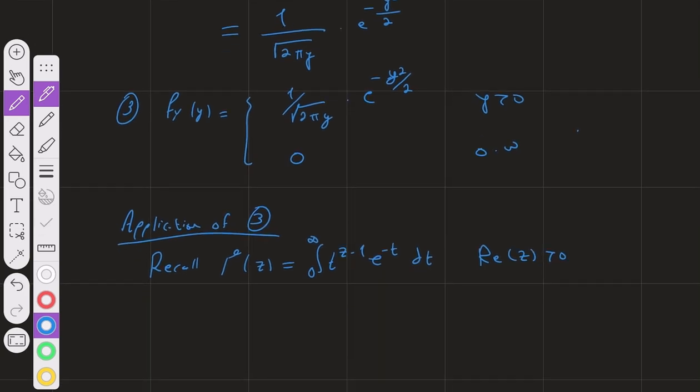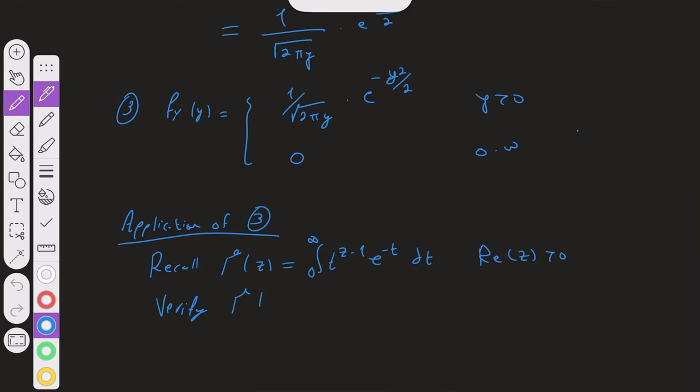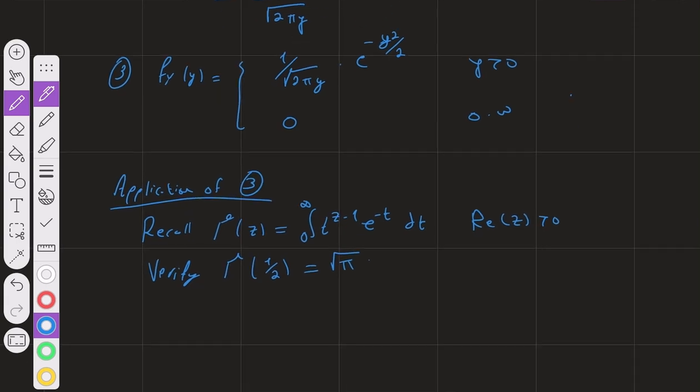I want to verify, using this, that gamma at 1 over 2 is square root of pi. Let's see how to verify this. This is a nice application. If you just Google this, you see this is a very famous property of it.